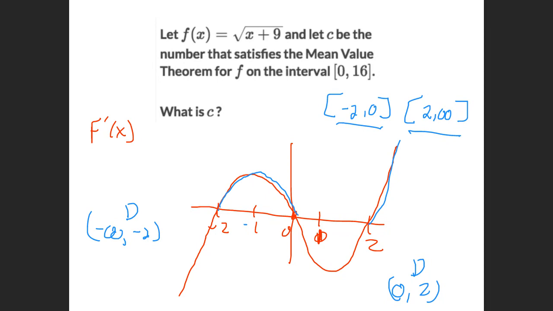A maximum or minimum value must occur where the derivative graph crosses the x-axis. So I know there has to be a maximum or minimum value right here. I know there has to be one right here. I know there has to be one right here.